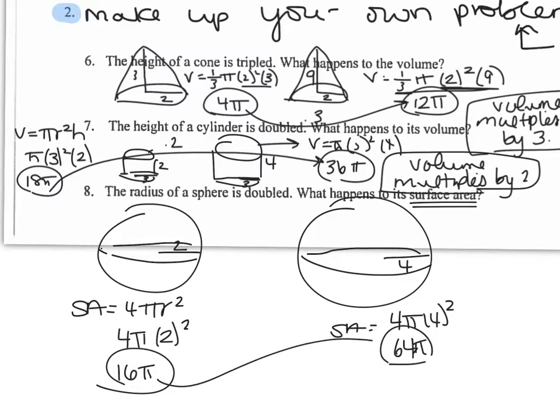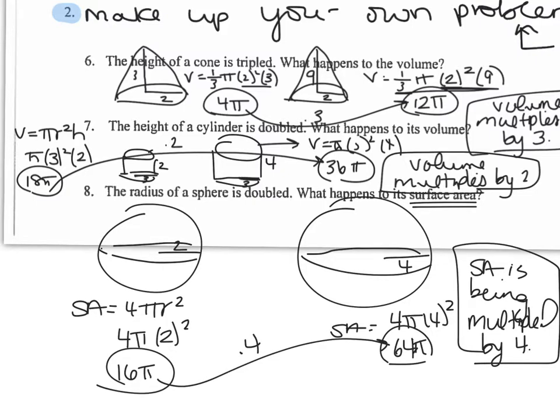So how do I get from 16 to 64? If I don't know, I just would do the big number divided by the little number. So 64 divided by 16, multiplied by 4. So surface area is being multiplied by 4.